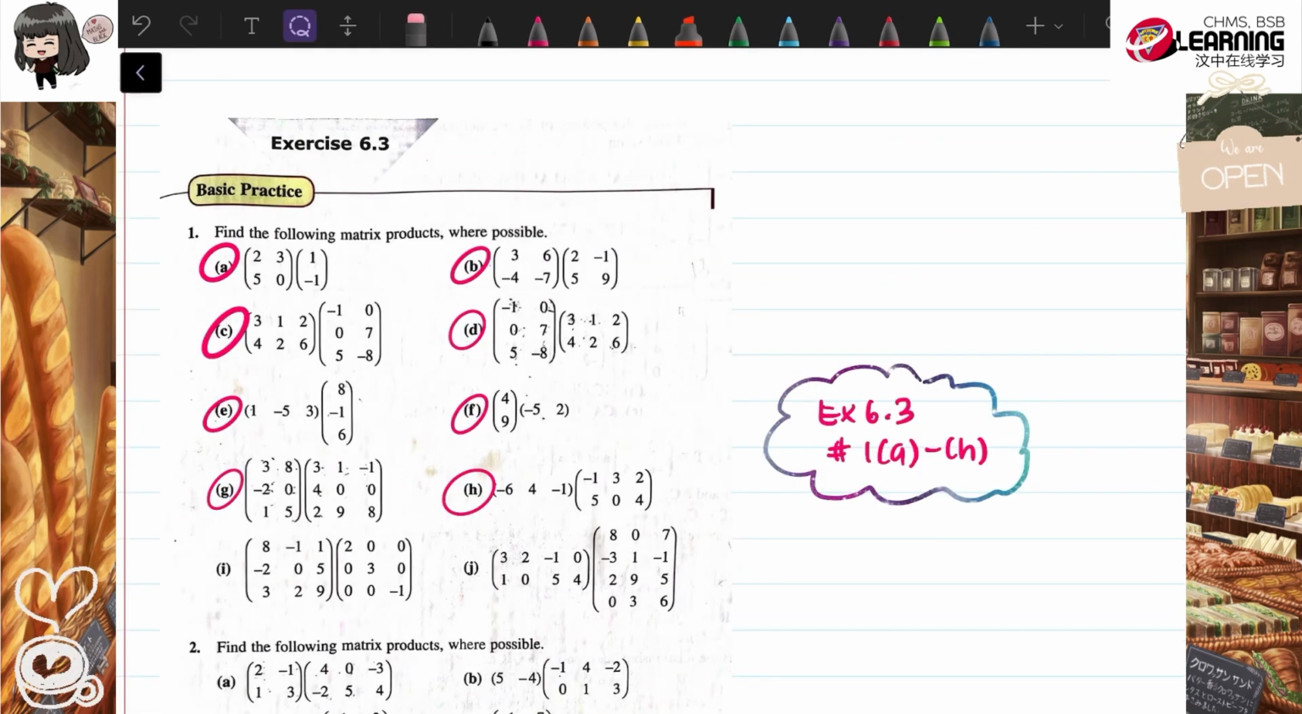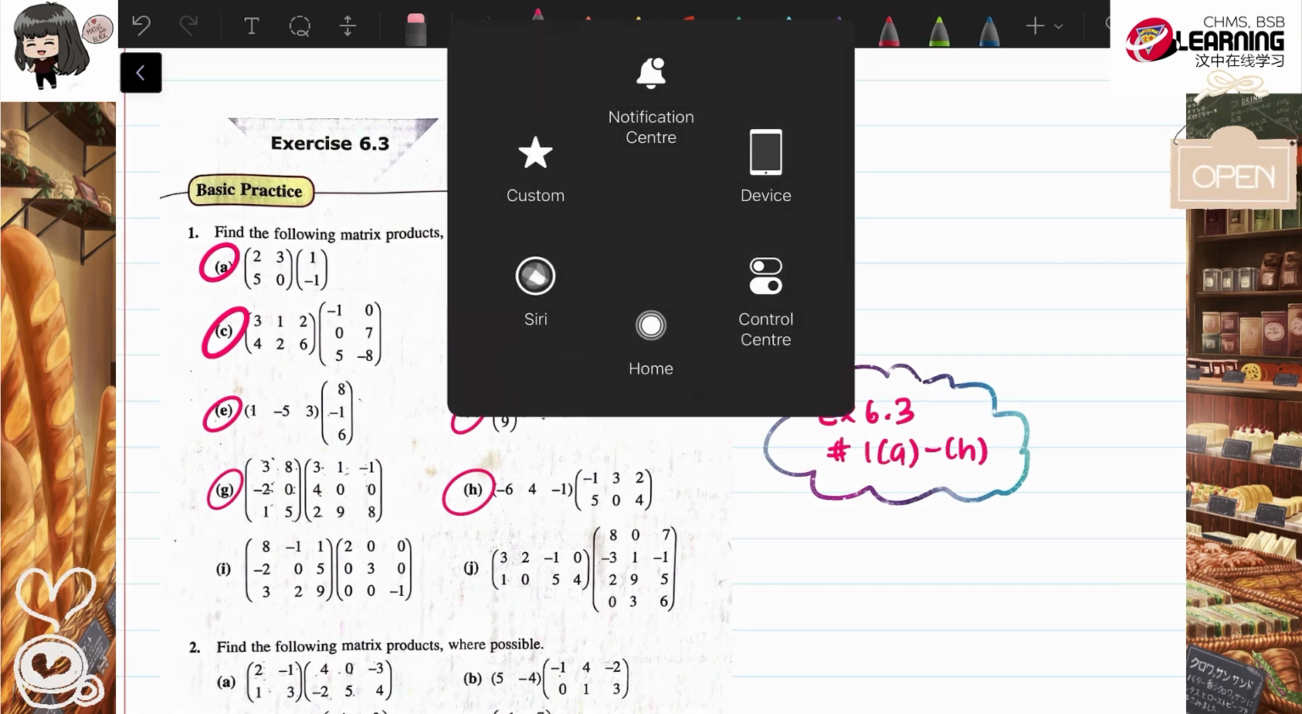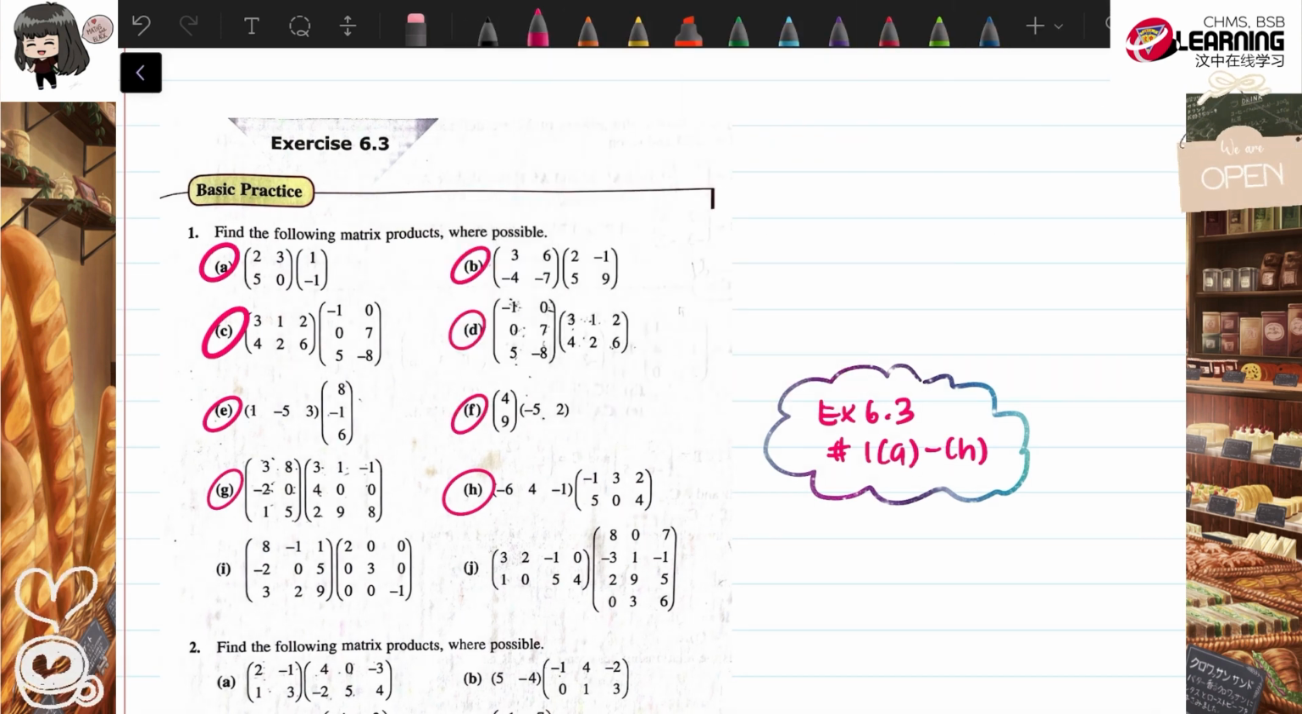Your homework for today is exercise 6.3, number 1 until H. Okay, you practice on your matrix multiplication. Okay, and in this question, not all can be multiplied. Use the method that I taught you to find out whether the matrices can be multiplied or not, and if can, find out the value and find the matrix of the answer, the product. Alright, so you focus on how to multiply matrices for today. Okay, and please hand in to me this exercise 6.3, number 1, A until H, and complete all your examples and try them there and upload in your assignment post.